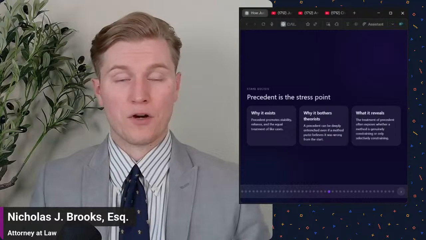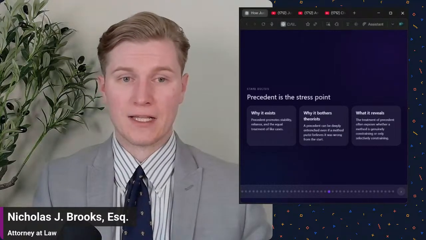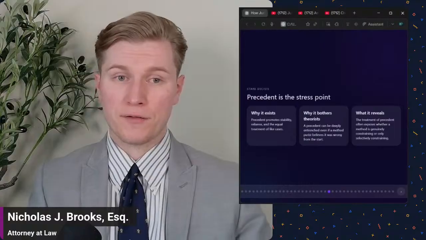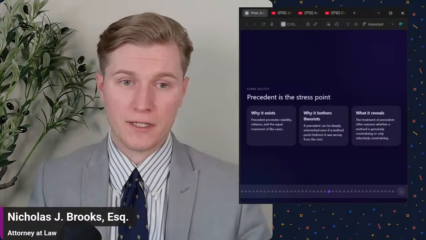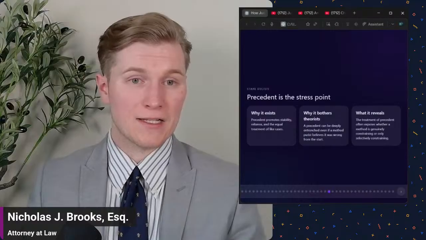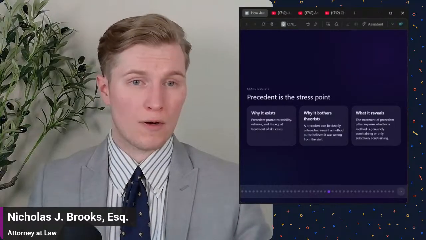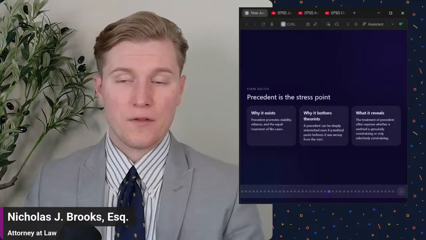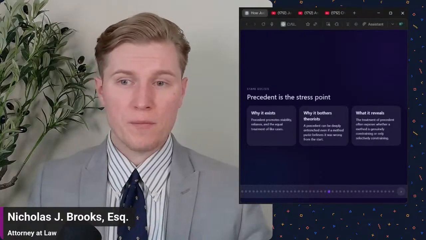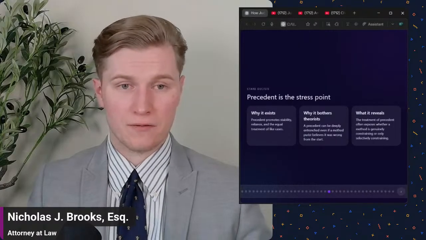Again, I don't know how it can work where you need to promote stability and do cases like they were in the past, and that's your value, but then you also have a competing value that says, no, even though that case was decided like this in the past, I don't think that was right, and so I'm going to override stare decisis. This is what it reveals. The treatment of precedent often exposes whether a method is genuinely constraining or only selectively constraining.